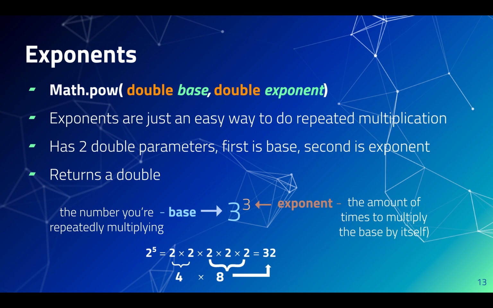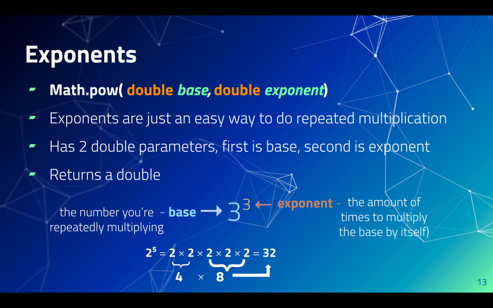Now for exponents, Math.pow allows you to use exponents, which are just an easy way to do repeated multiplication. It takes two double parameters. The first one is the base, and the second one is the actual exponent. You can't flip these because the parameters must come in this order, and if you flip them, Java will get confused. The method returns a double.